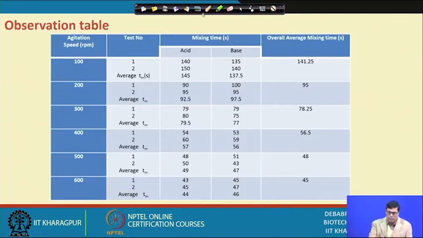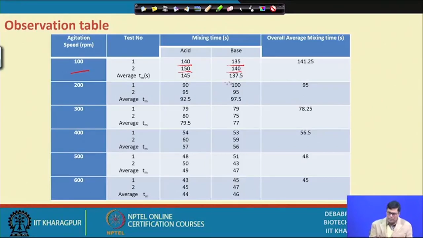Then this is the table that we prepared. You see that at 100 rpm, you have test 1 and test 2. Initially it takes 140 seconds to have the uniform pH, and when you use the base, it takes 135 seconds. In the second case, when you use the acid, it is 150 seconds, and in the second test it is 140 seconds.